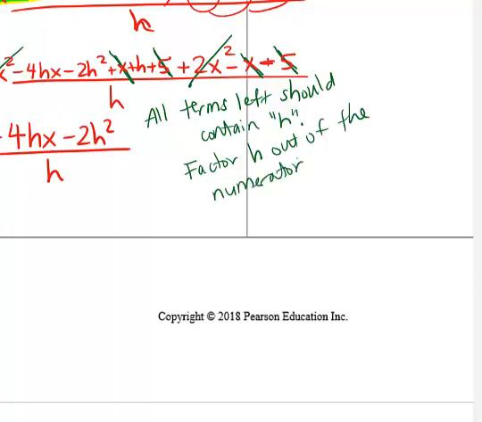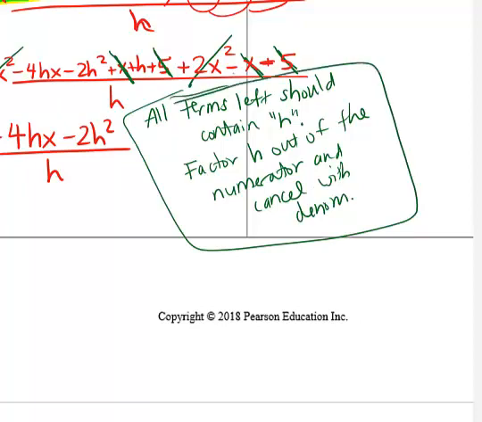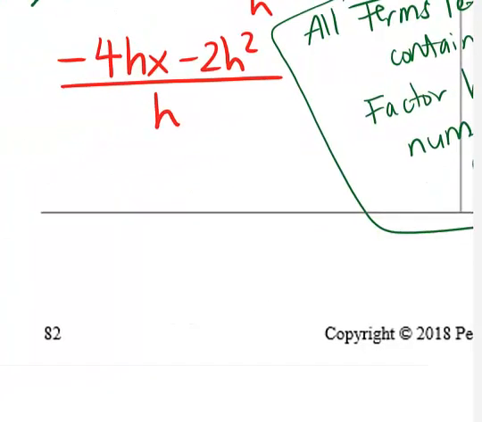Numerator. And that should be, you're done. And cancel with denominator. Okay. That's the idea. That's how all these should go. I think once you do a few of these, you'll get the hang of it.